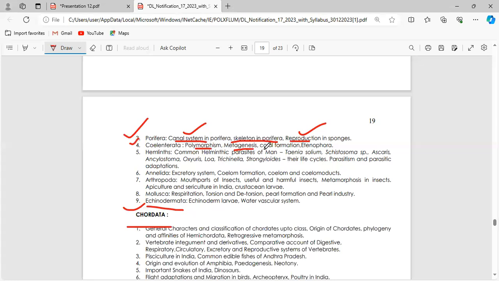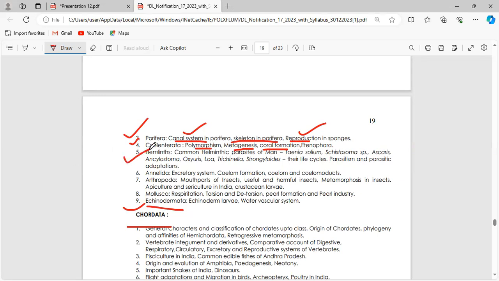And the next one is coral formation, the most important area where questions have arisen frequently. What is coral and how it is formed, and what are the stages of coral formation. Everything will be discussed in detail during the class time.